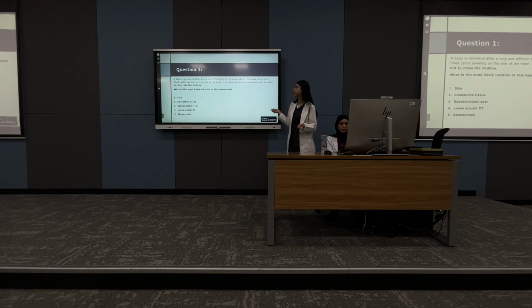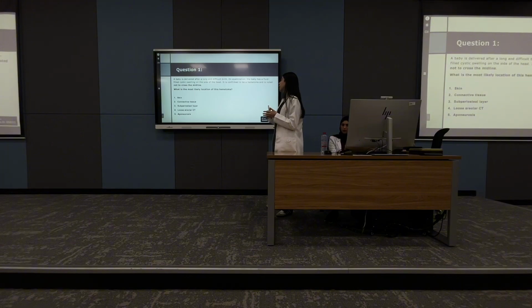Okay, there's a question here. I'm going to read it and I want you guys to answer. A baby is delivered after a long and difficult birth. On examination, the baby has a fluid-filled cystic swelling on the side of the head. It is confirmed to be a hematoma and is noted not to cross the midline. What's the most likely location? What do you think? Subperiosteum. Subperiosteum. Yes.